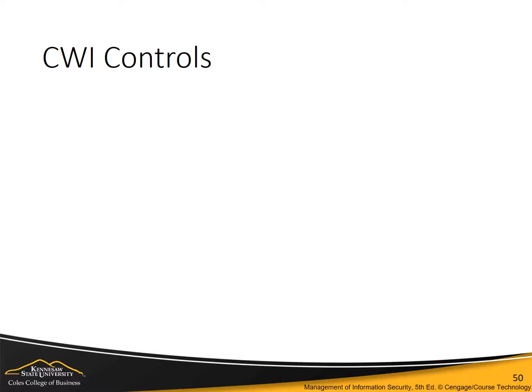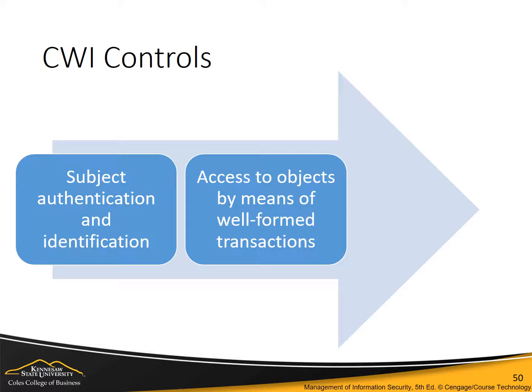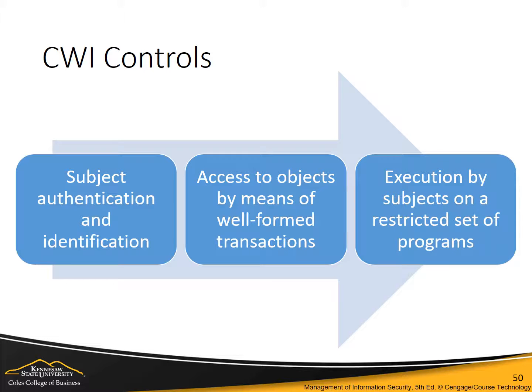The following controls are part of the CWI model: subject authentication and identification. The person is properly authenticated and identified through control measures and then allowed to access specific systems. Access to objects by means of well-formed transactions. You have properly developed rules in place to ensure that transactions have integrity and they follow rules. And execution by subjects on a restricted set of programs. You can only view and make changes to programs that you are authorized to use through specific controls.